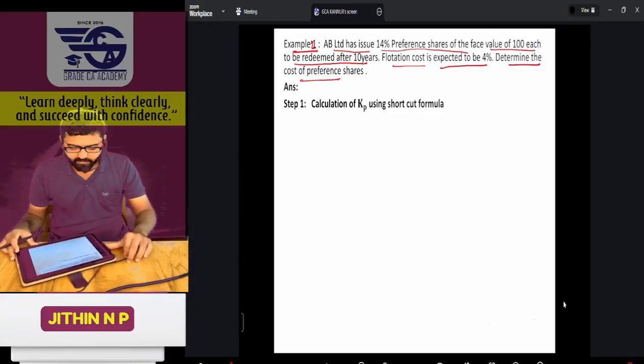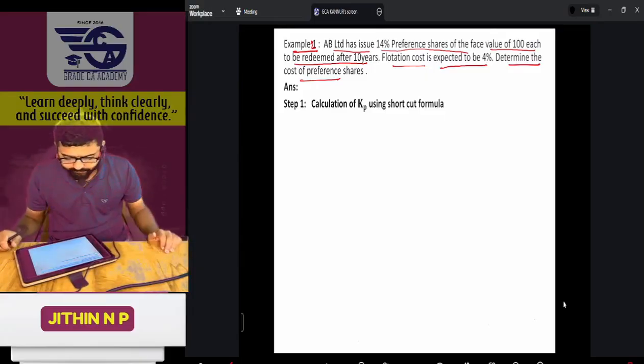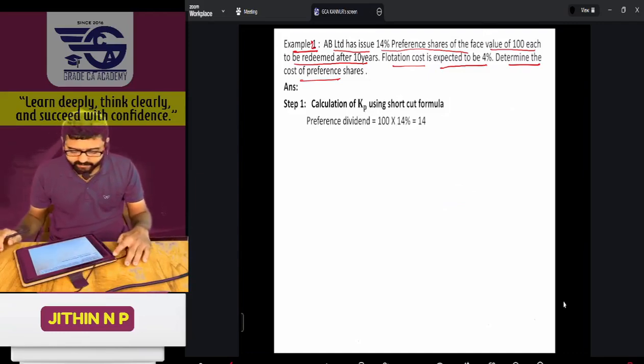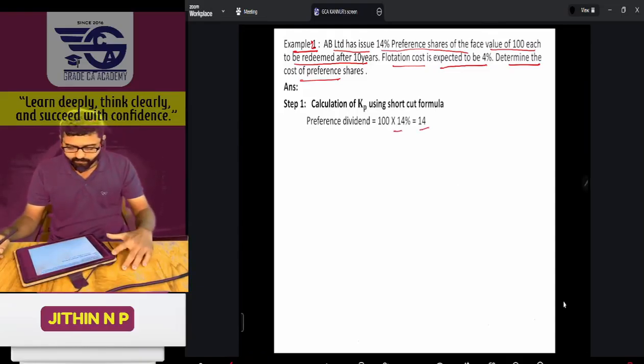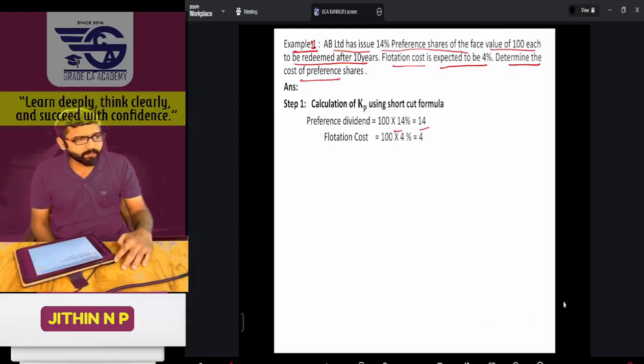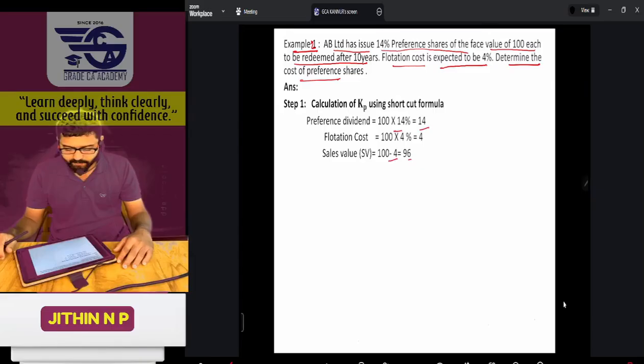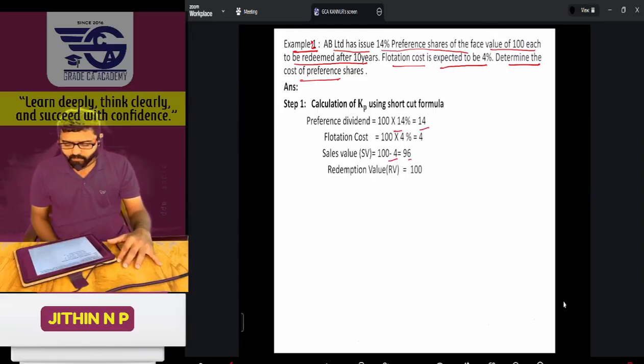Yes. Calculation of KP: use the shortcut. Is this an irredeemable debt or a redeemable debt? Redeemable. Preference dividend is 100 into 14%, that is 14. Flotation cost is 100 into 4%, that is 4. Sales value is 100 minus 4, 96. That means 100 is face value, 4 is cost of issue, 96 is the issue price net. Redemption value is rupees 100. Clear?